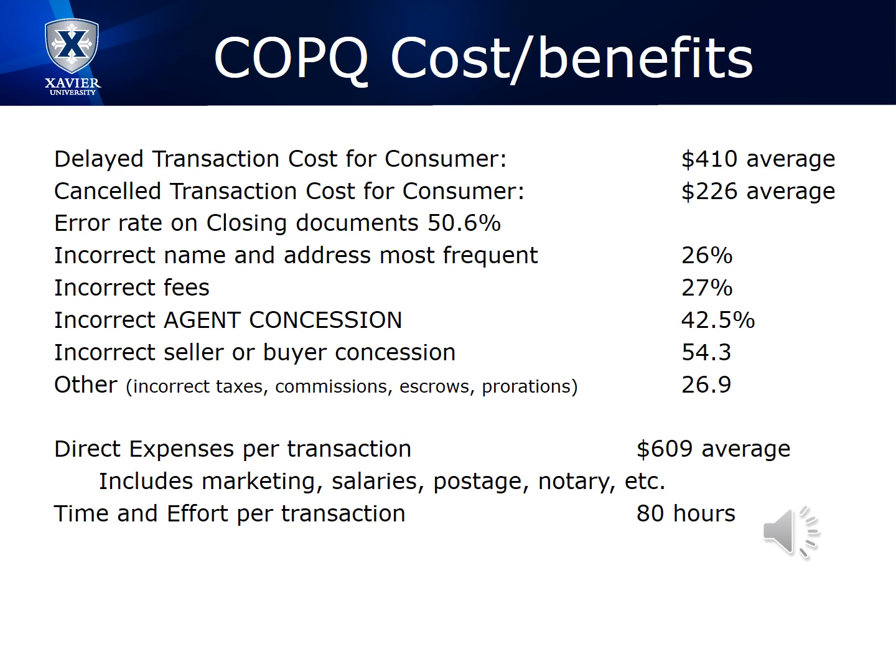Most of the time, 26% was incorrect name and address, incorrect fees, incorrect agent concessions, incorrect seller or buyer concessions, and other incorrect taxes, commissions, escrows, and prorations. The direct expense per transaction was an average of $609, which included the marketing, salaries, postage, notary, etc. Time and effort per transaction was 80 hours.